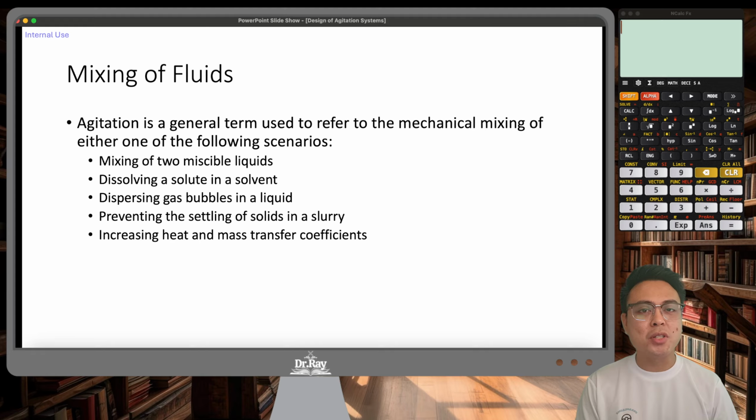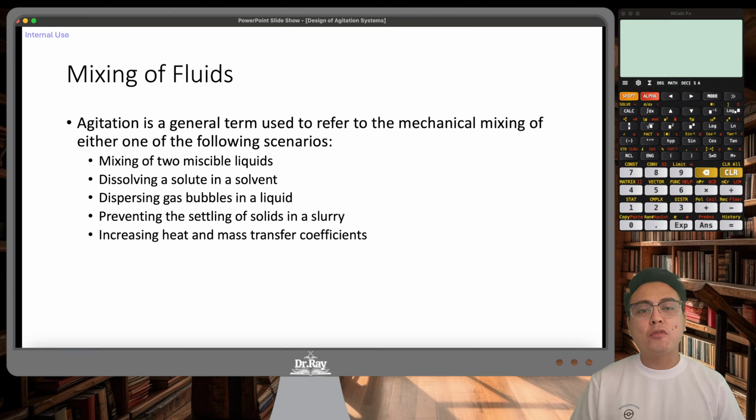It might be because it's a catalyst, or it might be because you're just trying to produce a consistent slurry with well distributed solid particles. Or you can even do mixing simply to increase the heat and mass transfer coefficients. As you know, introducing turbulence will inevitably increase the rate of convective heat and mass transfer. So a lot of stuff is very dependent on the design of mixing systems.